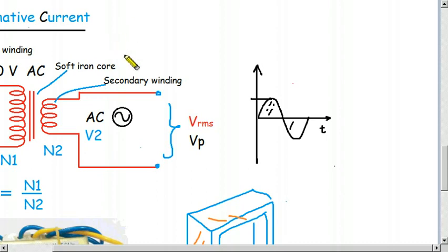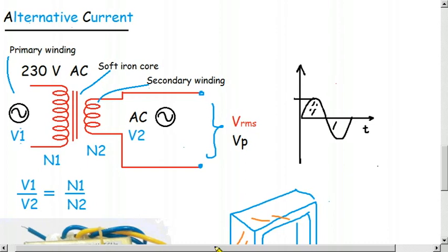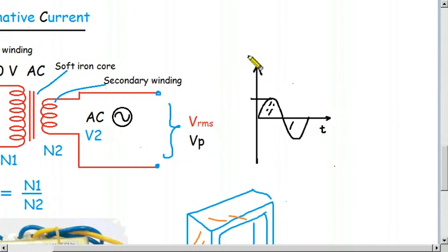AC means alternating current. The first letter of both the words is taken, therefore we say AC current. So this voltage is what we call AC. The voltage is taken on the y-axis and the time on the x-axis, so it changes like this. The maximum voltage we get at a certain time is called V peak, denoted by the letter V with a small p at the bottom, Vp.